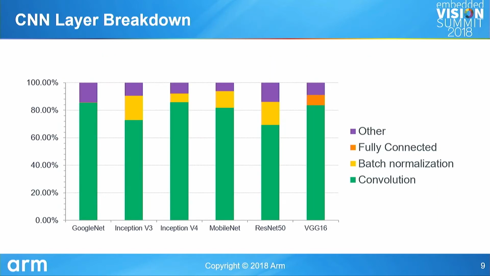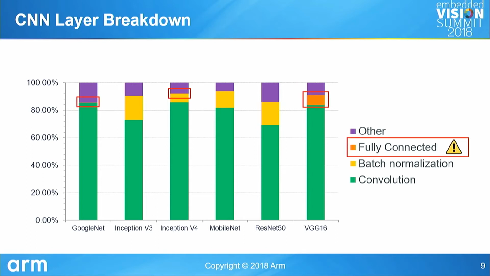So with this graph, I reported the layer breakdown for the previous networks. Essentially, I reported the percentage of the time spent in the three most computationally expensive functions available in the networks. We have convolution, batch normalization, and fully connected layer. And if we zoom in, we can see an interesting thing.